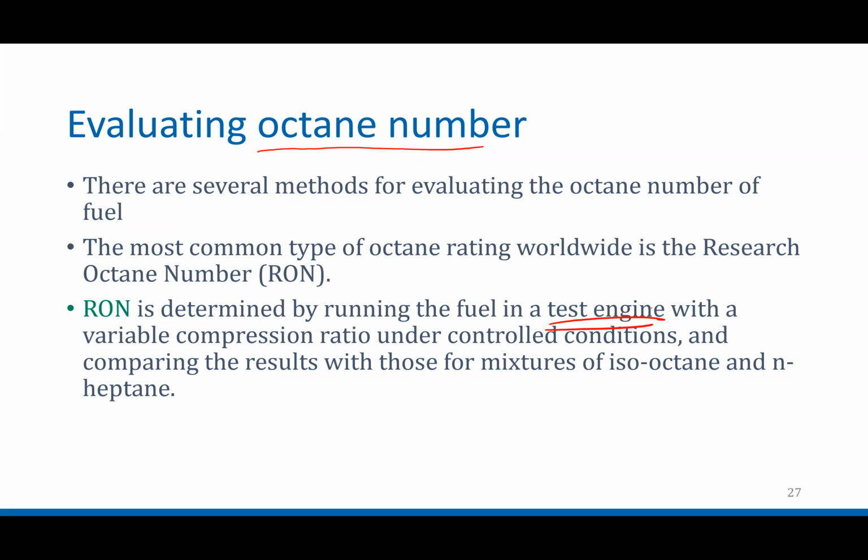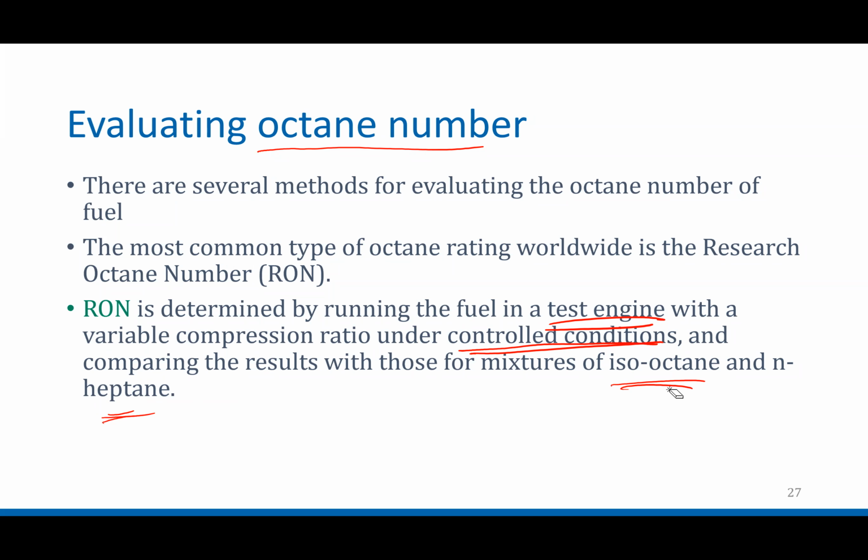Okay, so RON, the octane number that is used most places in the world, is determined by running that fuel in a test engine. It has controlled conditions, so repeatable conditions, and they compare the results with other gases or other mixtures of gases, typically isooctane and heptane.